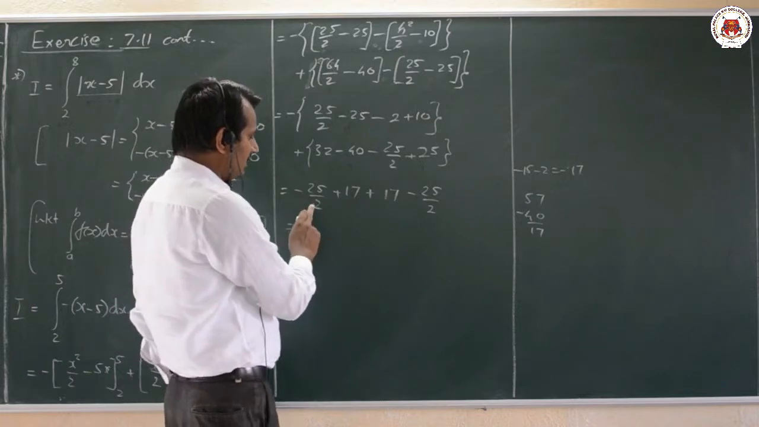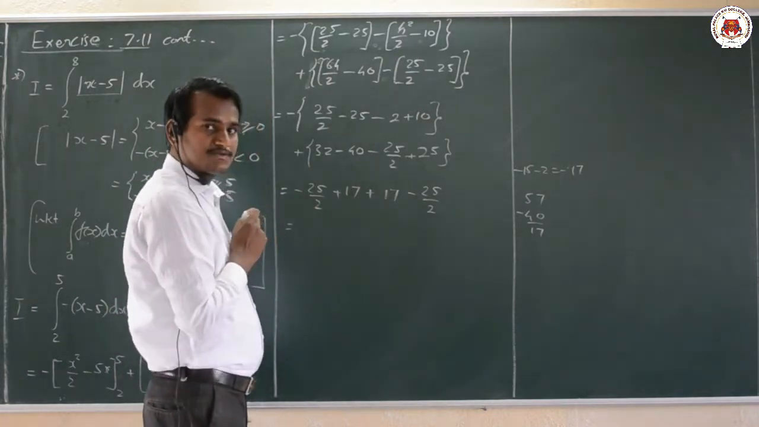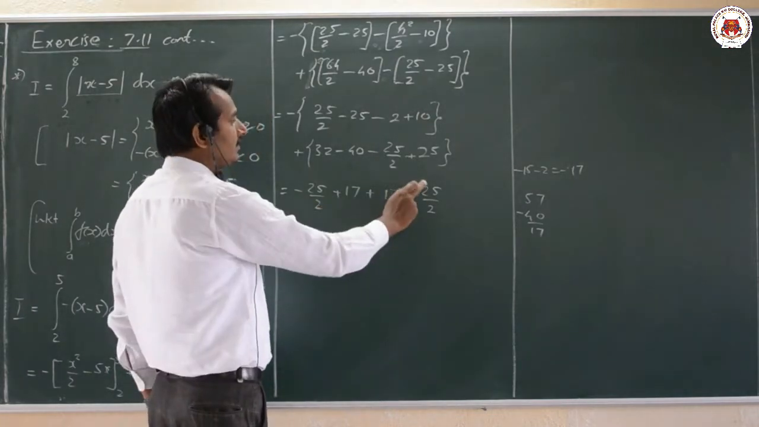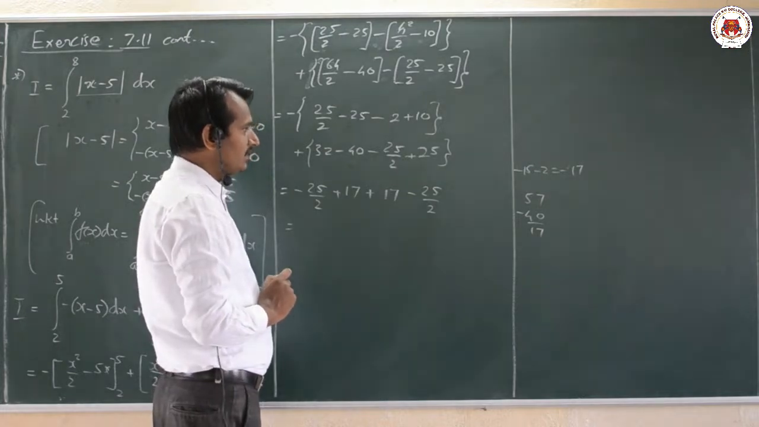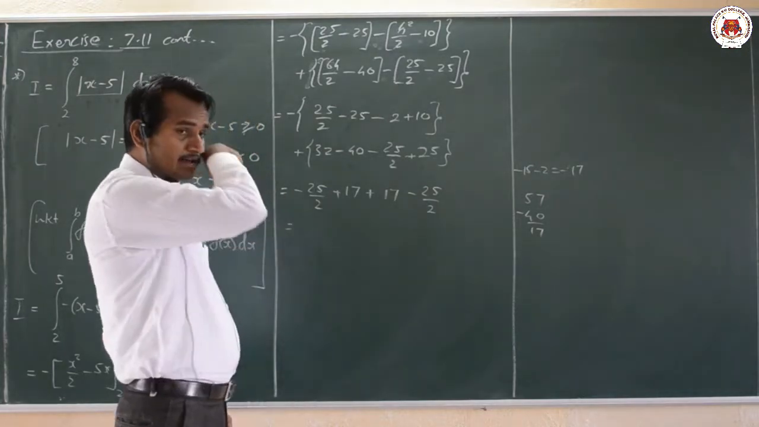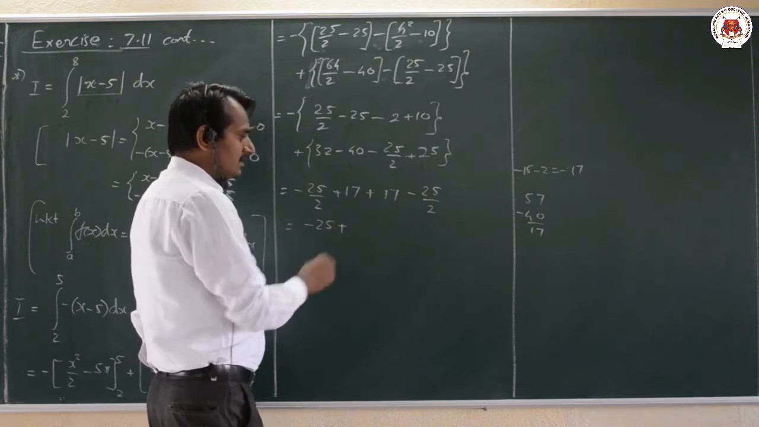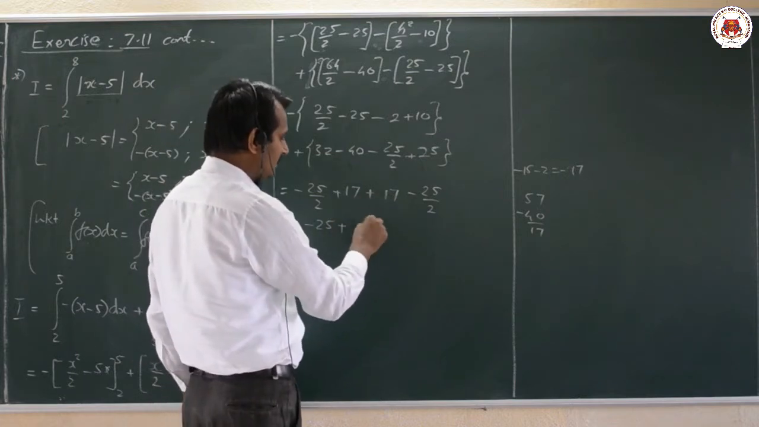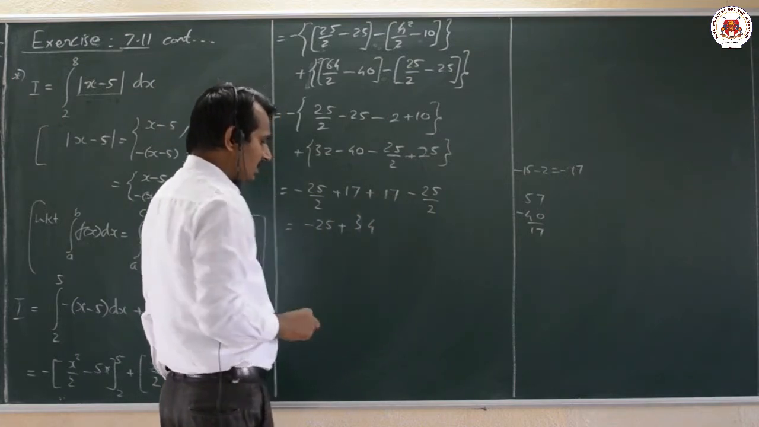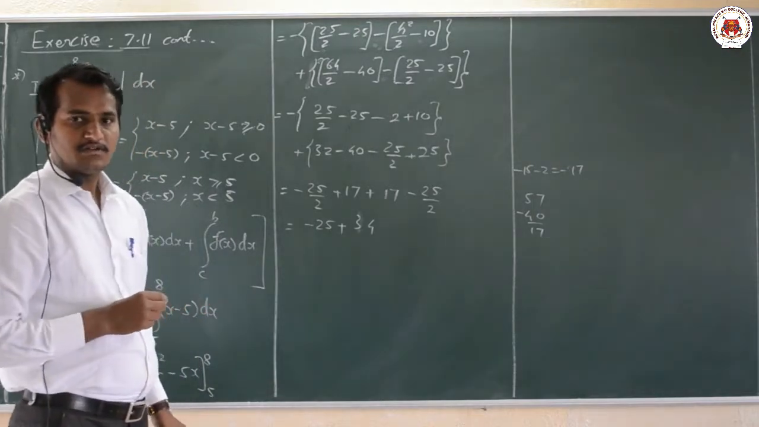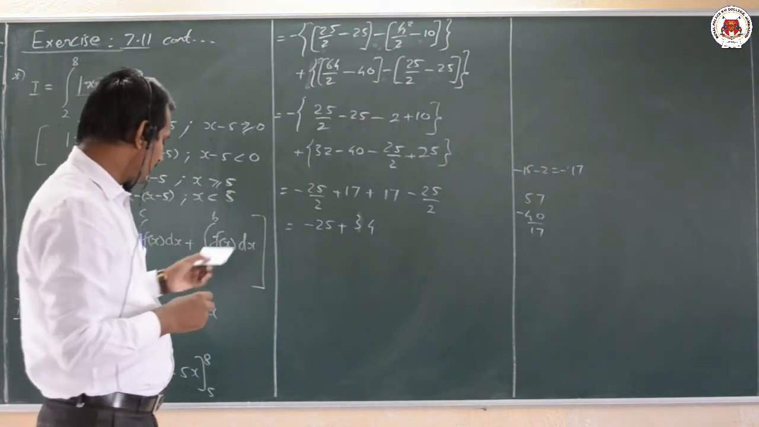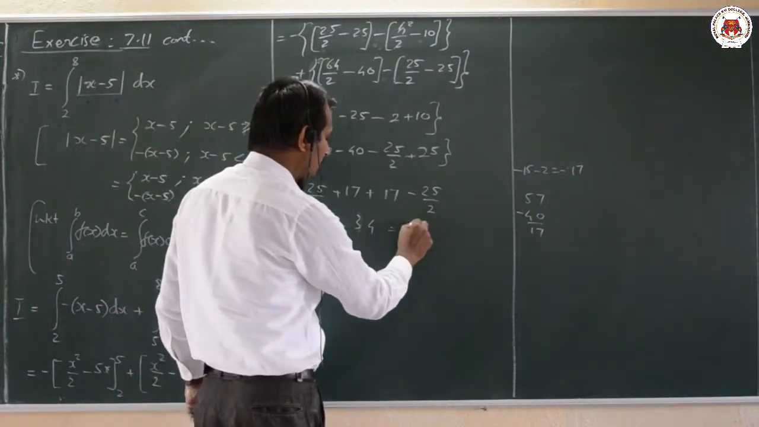Now here we can observe that minus into minus becomes plus 25 by 2, and here also it is 25 by 2. That means what is the value here? That is nothing but here 25. Minus 25 plus 17 plus 17, that is nothing but here 34. Now just you can subtract it. After subtracting, what values we get here? Which is equal to 9 here.